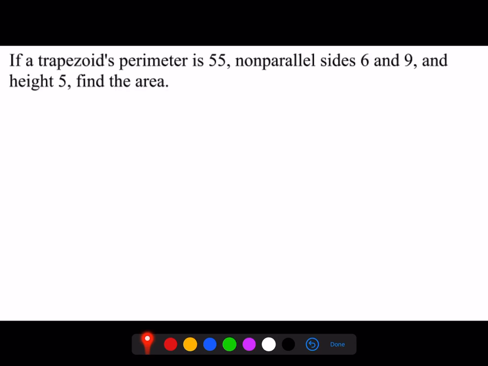So it says, if a trapezoid's perimeter is 55, non-parallel sides, very important that non-parallel sides, 6 and 9, and height 5. Find the area. So I'm going to go ahead and draw my trapezoid out.